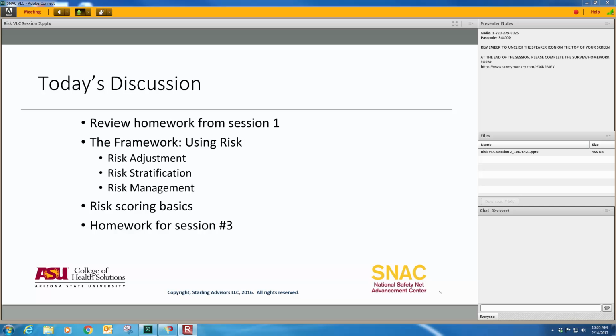Today's discussion, we're going to start by quickly going through some of your thoughts on the homework from session one. I've got some reflections on what you guys submitted, and I want to just talk through those. Then I'm going to present you with our framework, and we break our framework into three different sets of skills, all related to risk, that include risk adjustment, risk stratification, and risk management. Understanding each of them and the differences between them is critically important. We're going to then look at some of the basics of risk scoring, and then we'll talk a little bit about your homework for session three.